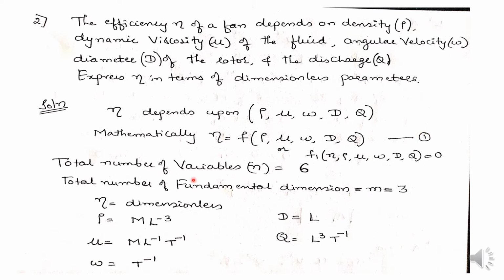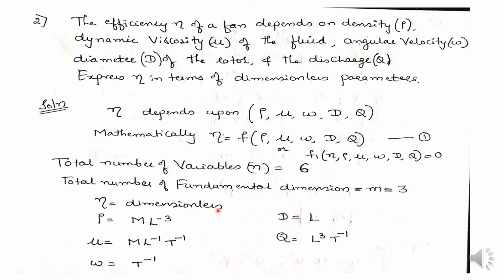Next we will write the total number of variables, that is n equals to. Total we have 6 variables, that is 1 dependent variable and the other 5 independent variables. We have already written here 1, 2, 3, 4, 5, 6. So n equals 6. Next, the total number of fundamental dimensions, that is m equals 3.